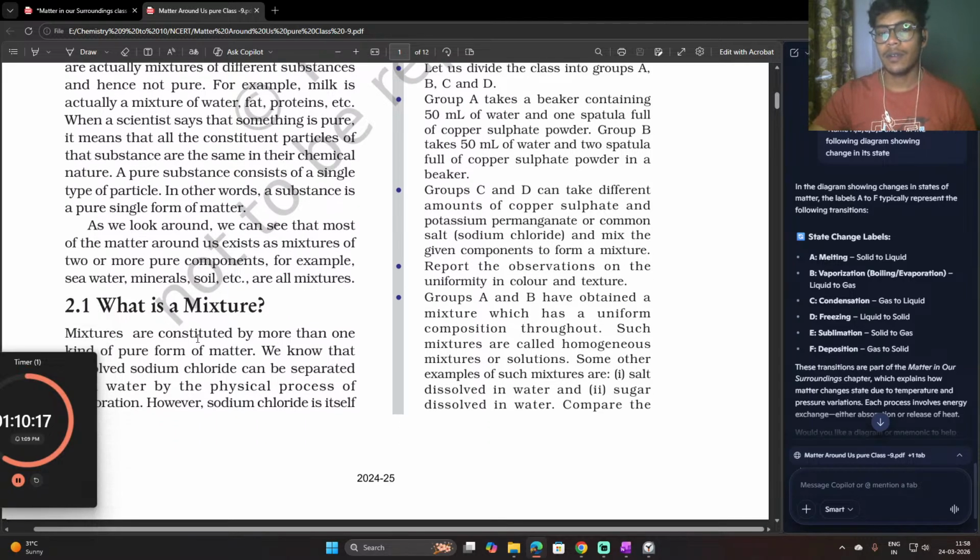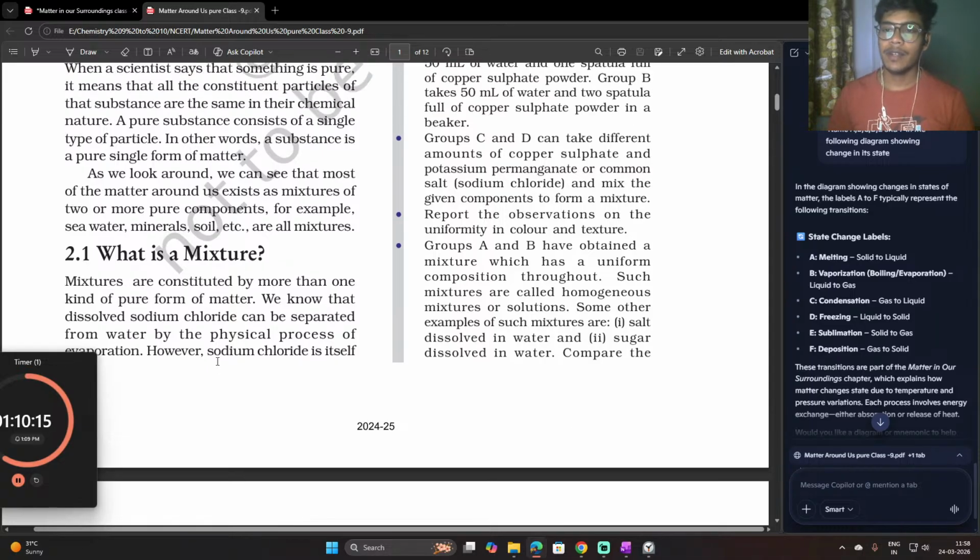As we look around, we can see that most of the matter around us exists as mixtures of two or more pure components. For example, sea water, minerals, soil, etc. are all mixtures. What is a mixture? Mixtures are constituted by more than one kind of pure form of matter.